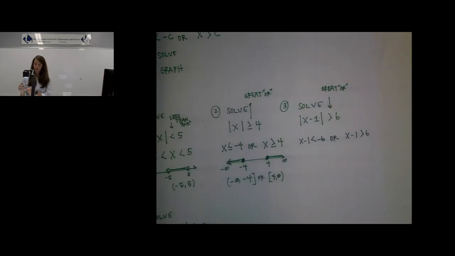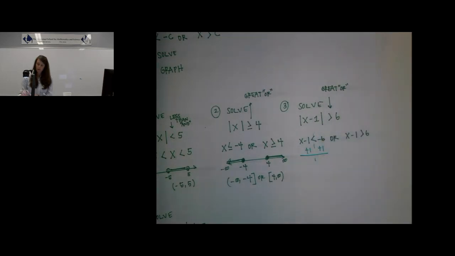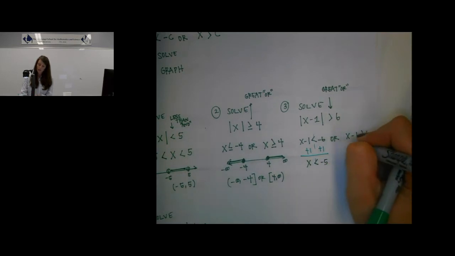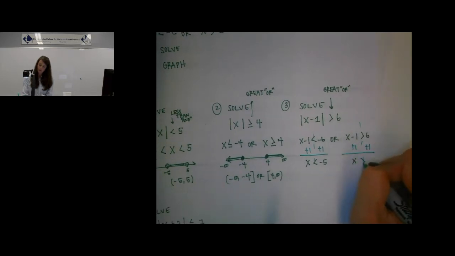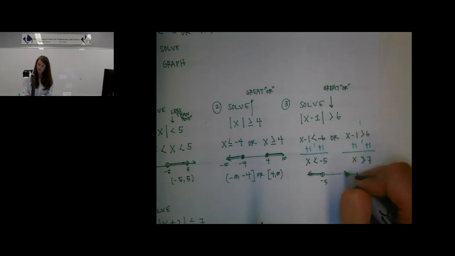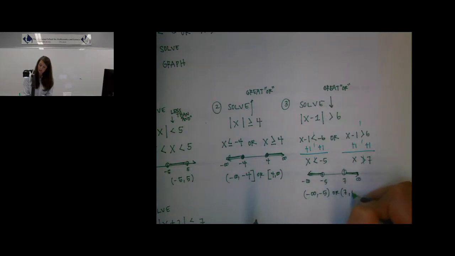So this one I do have to solve, right? So here I will add 1 to both sides. So here I'll get x is less than a negative 5. I'll still add 1 to both sides. And you'll get x is greater than a 7. So negative 5, an open circle, and it's everything less than negative 5. At 7, open circle, everything greater than 7. So it'll be from negative infinity to negative 5, or 7 to infinity.